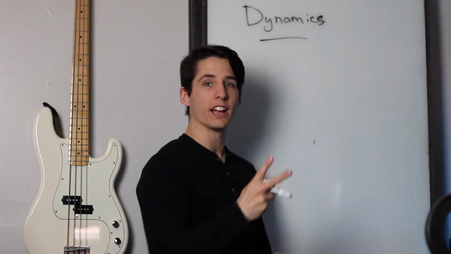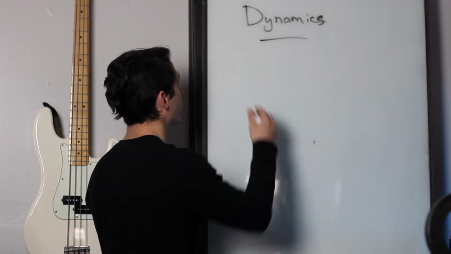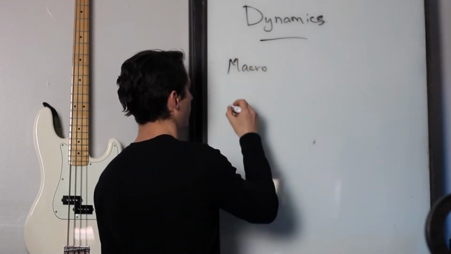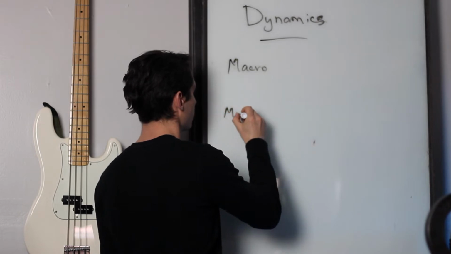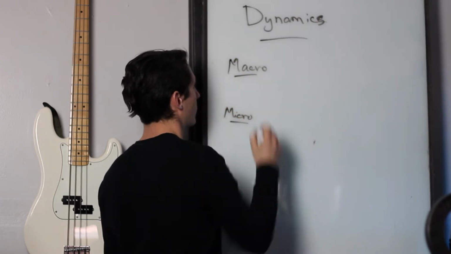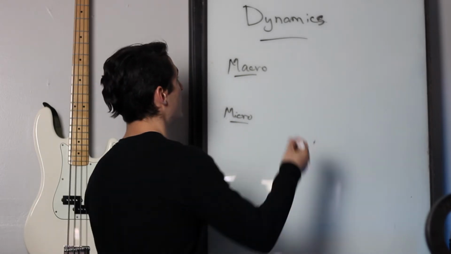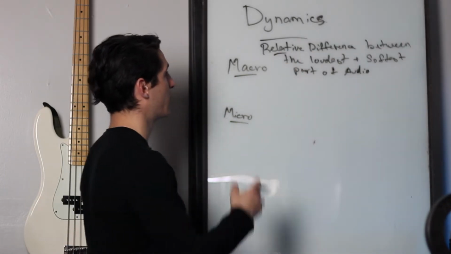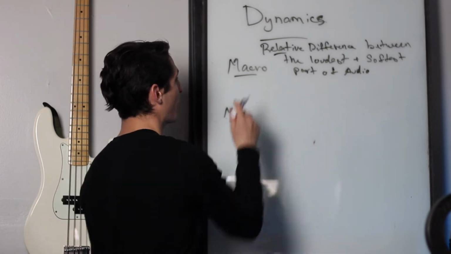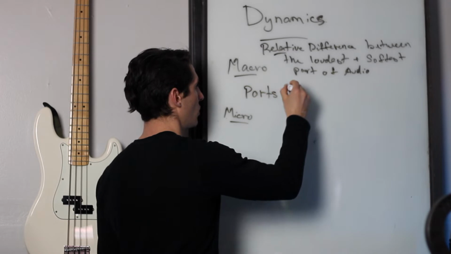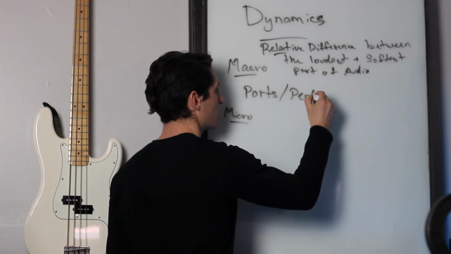There are two kinds of dynamics that we can control. We can control macrodynamics and microdynamics. Well, let me define dynamics for us. Dynamics is the relative difference between the loudest and softest part of audio. Macrodynamics is between parts or performances.